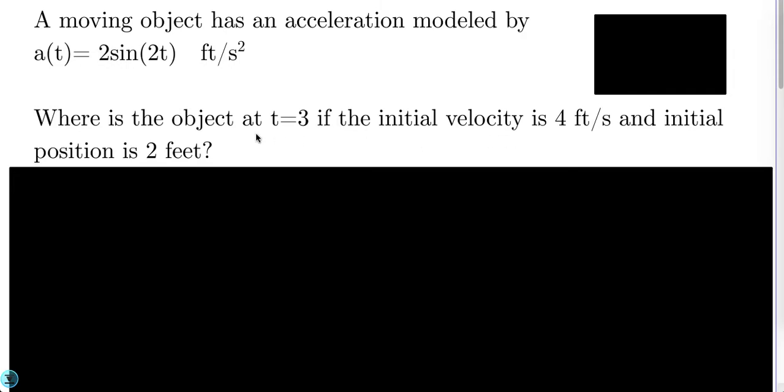initial position is 2? So right away, hopefully you're remembering the motion hierarchy, which is the manner in which the position and velocity and acceleration relate to each other. You'll notice the question asks where is the object, and where is a question that's answered by position. What we're given is acceleration. Where something is is its position; its acceleration is how quickly that rate of change is changing.